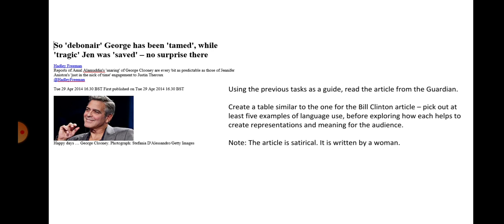Off the back of that, so you've done that. You've found your examples. You've then been given some examples to work on. It's taken you through, and you should have quite a nice understanding of that text. Now, what I'd like you to do is to read the article from the Guardian.